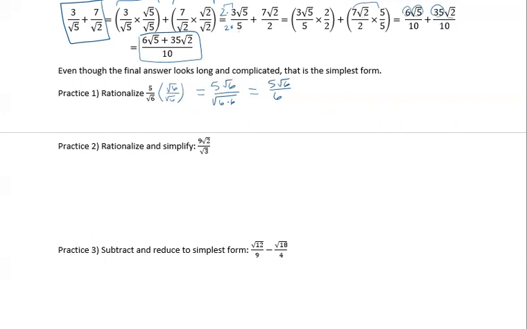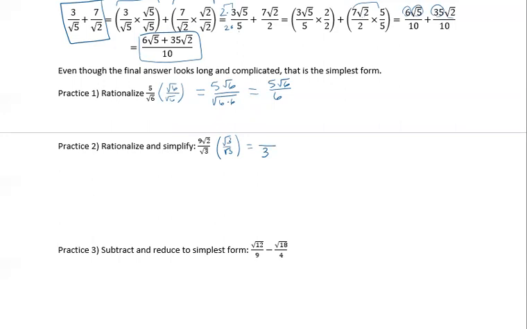Number 2, 9 square root of 2 over the square root of 3. Best way to do this is just to multiply by the square root of 3 on the top and the bottom. So you should be seeing this pattern. When I multiply by the same square root that's on the bottom, I'm going to get it to come out of the square root as a rational number. It's 3. So the square root of 3 times the square root of 3 is just 3.